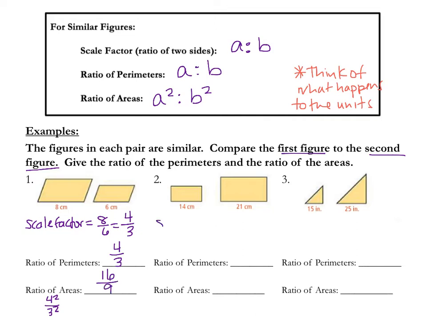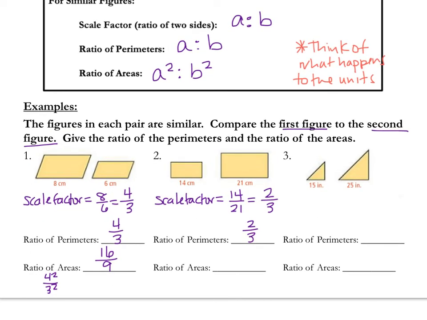Alright, let's take a look at number 2, scale factor. Scale factor is what you can find just looking at the picture, side over side. We can divide both of those by 7, so we get 2/3. And again, the ratio of the perimeter stays the same because the units don't change, but for the ratio of the areas, we have to do 2 squared over 3 squared, and we get 4 over 9.